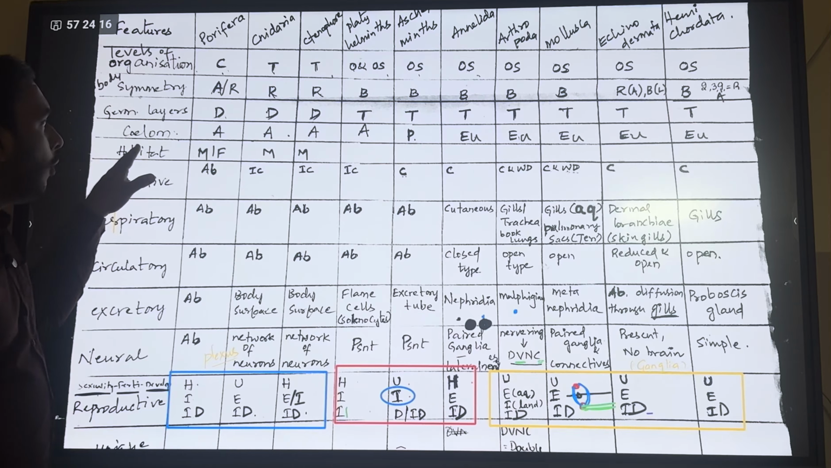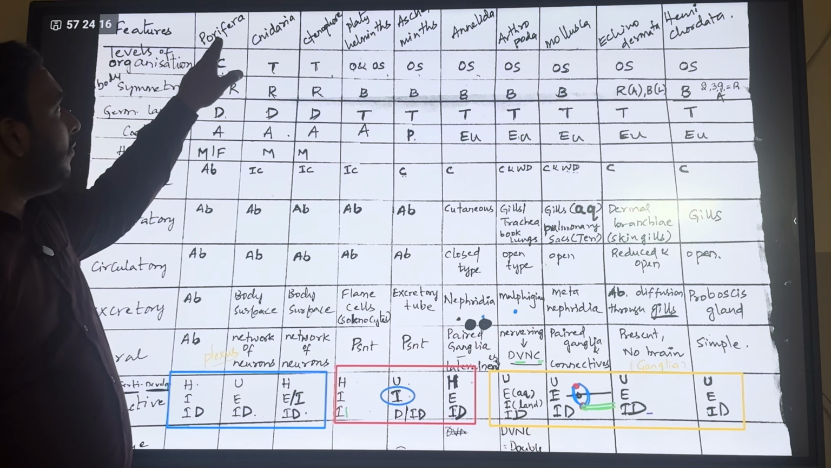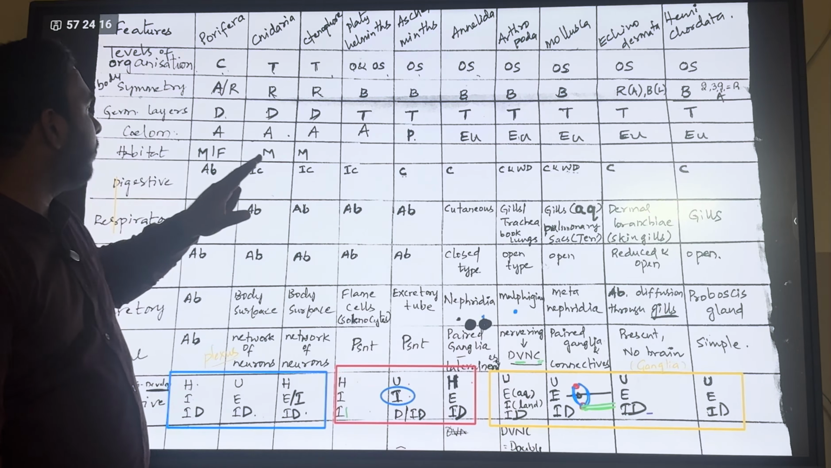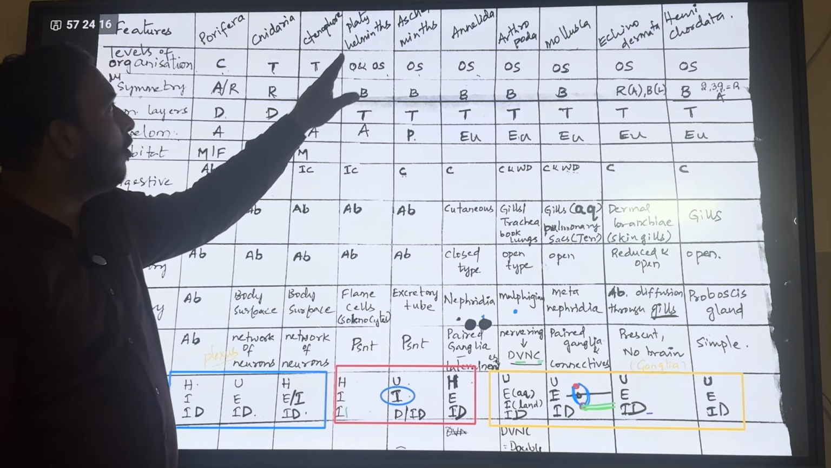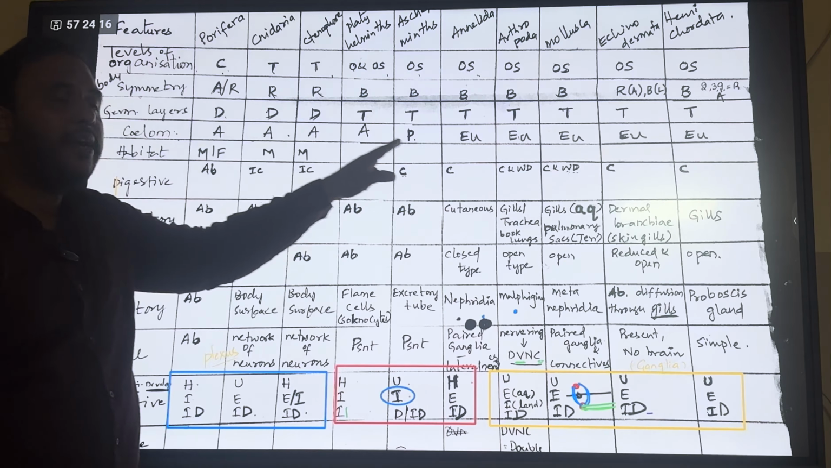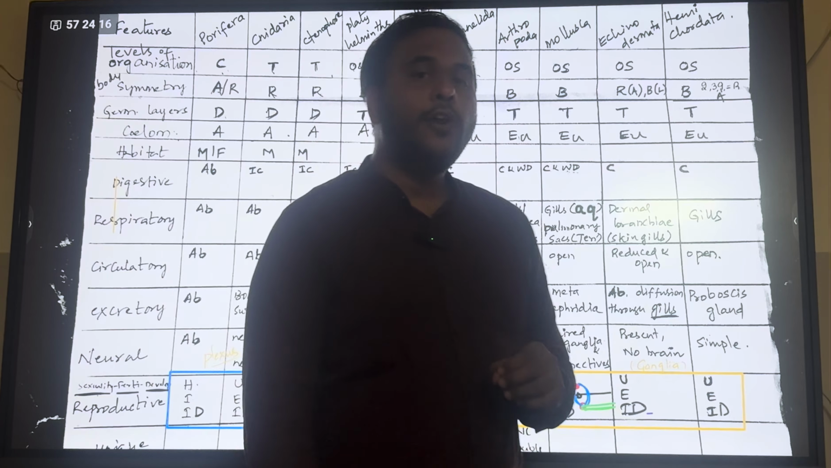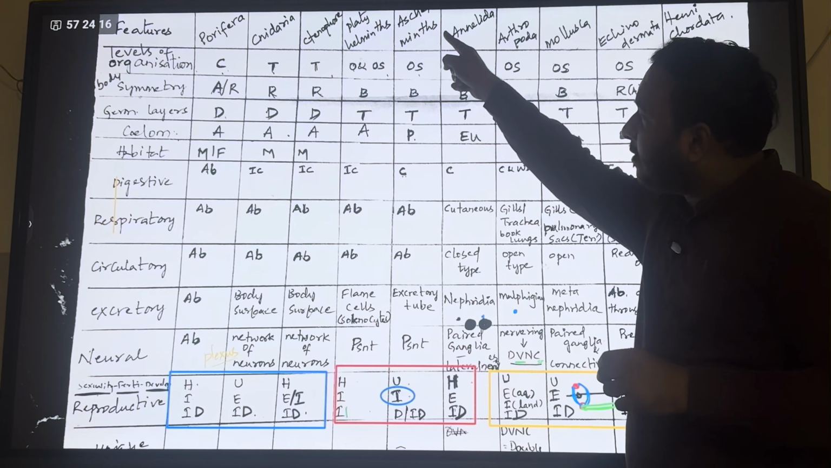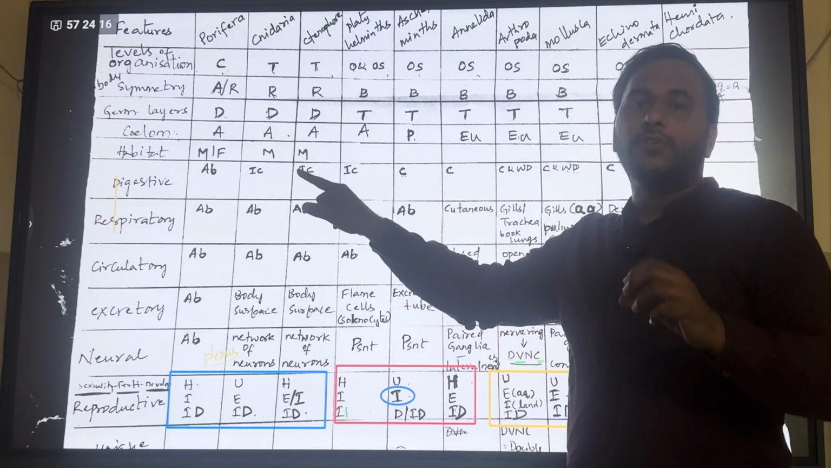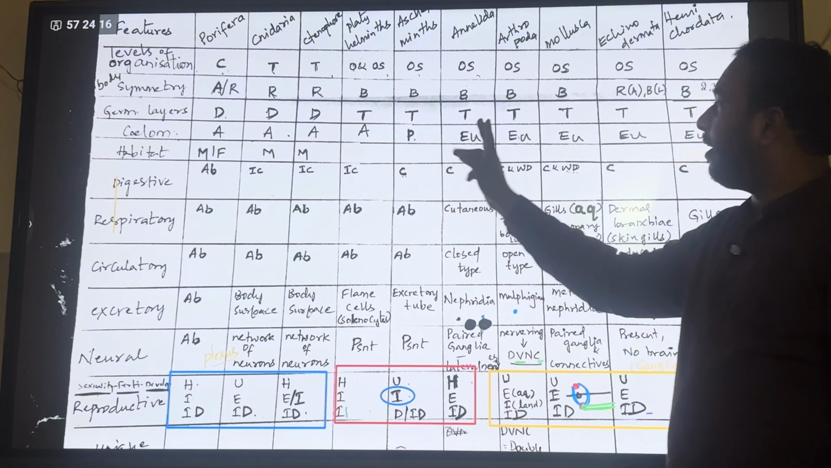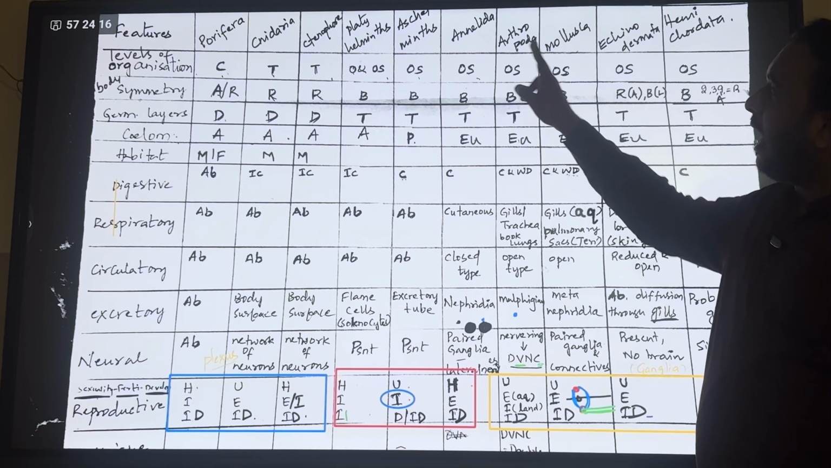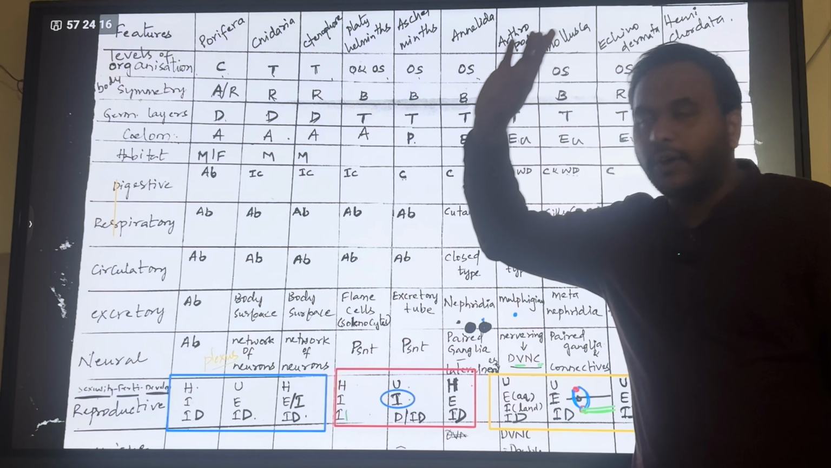Next one, coelom. For Porifera, Coelenterata, Ctenophora and Platyhelminths, I mentioned A. A stands for acoelomate condition. Next, Aschelminths are written P. P stands for pseudocoelomate condition. Rest of all eucoelomates, Annelida to Hemichordata, even Chordata also, of course.